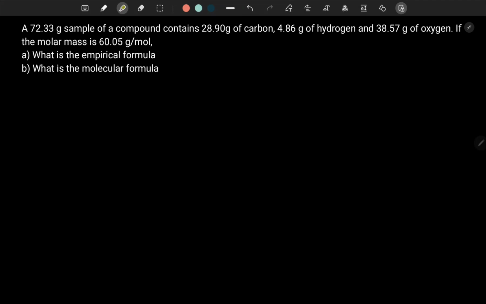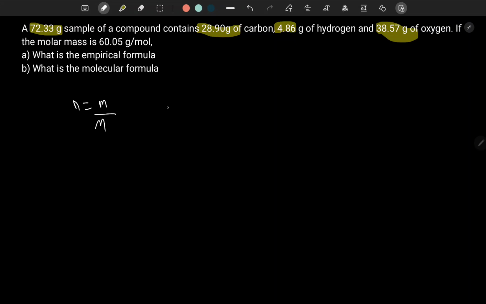In the next example, we have the mass of the compound given to us: 28.9 grams of carbon, 4.86 grams of hydrogen, and 38.57 grams of oxygen. The first step is to find the ratio of all these. Actually, we need to find the ratios of the moles, not the mass. So the first step is to convert these grams into moles, and the formula says that number of moles is equal to mass over molar mass.